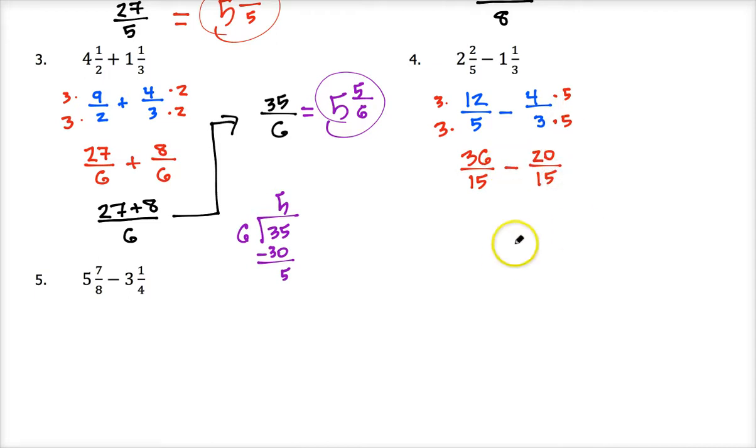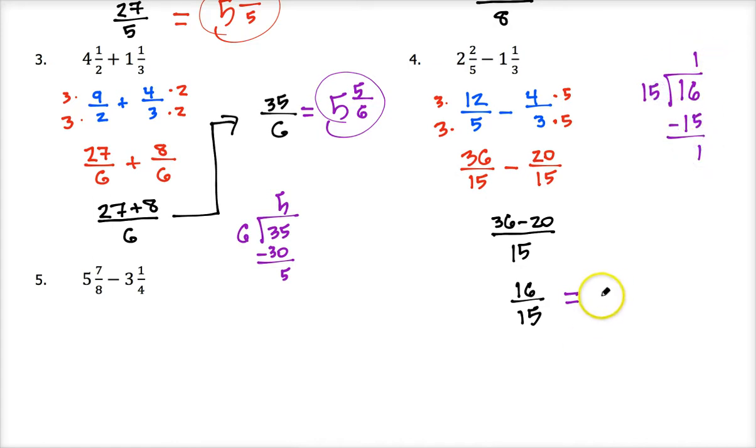And this is subtraction, so my denominator will be 15, and my numerator will be 36 minus 20. 36 minus 20 is 16, so I get 16/15. And then making that a mixed number, 15 will go into 16 1 whole time, and then the remainder is 1. So that becomes 1 and 1/15.